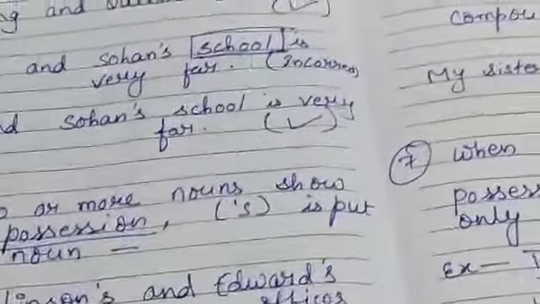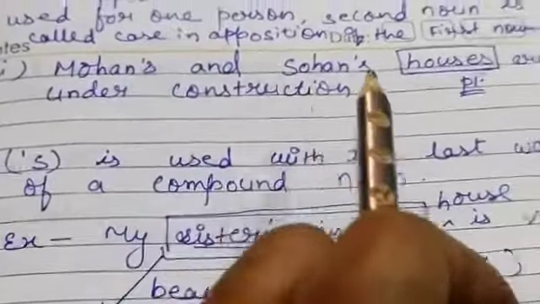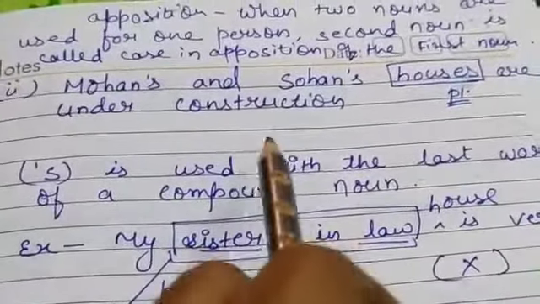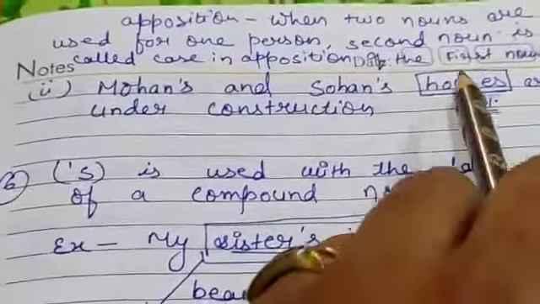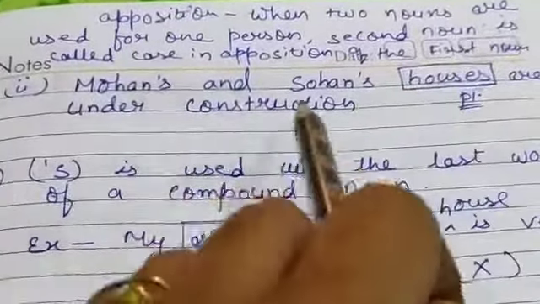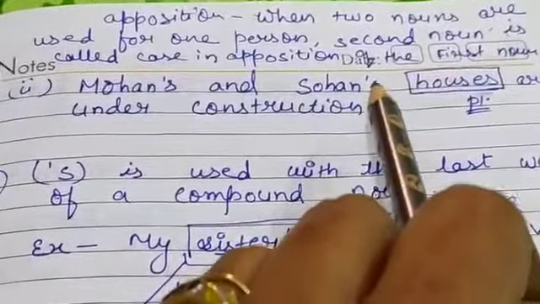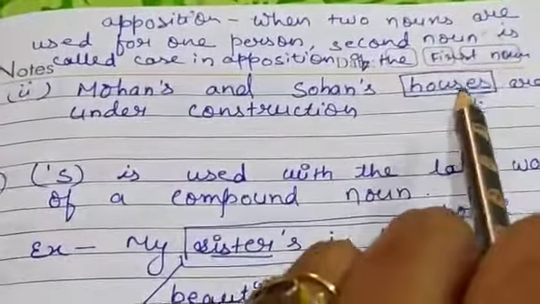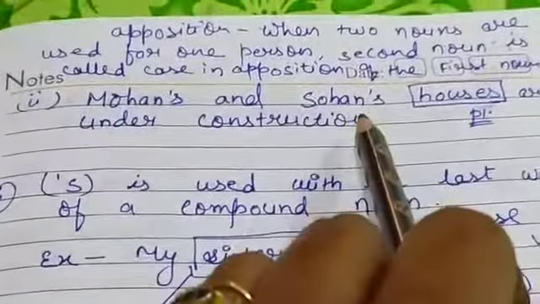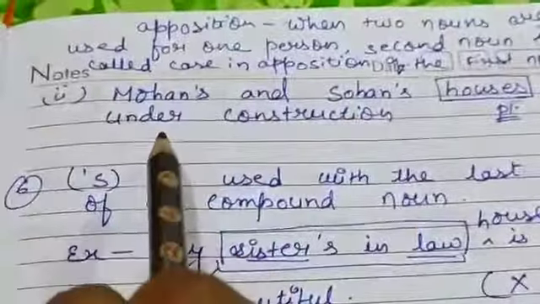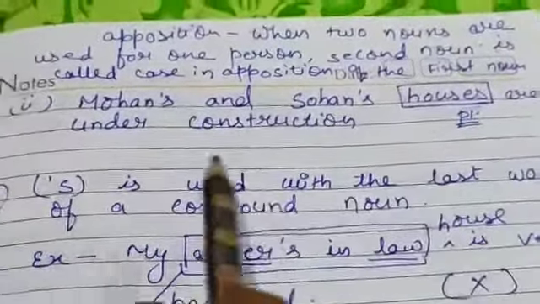One more example I will show you. Mohan's and Sohan's houses are under construction. Not house is under construction. If we use house singular here, that means they are jointly possessing, so we will use only apostrophe S in the latter noun. But you see houses is plural. That means showing separate position. So we will use Mohan's and Sohan's houses are under construction.